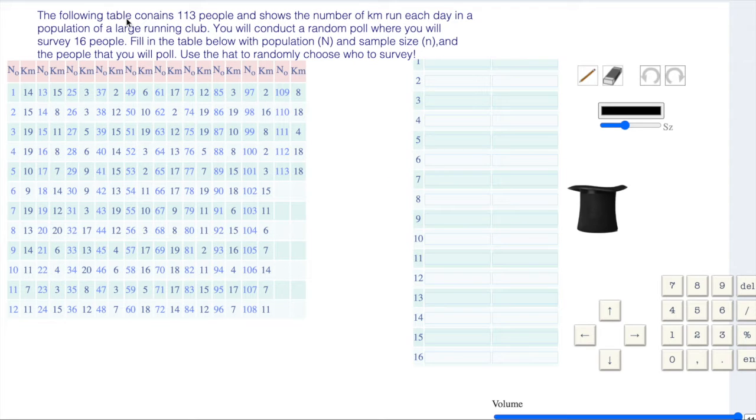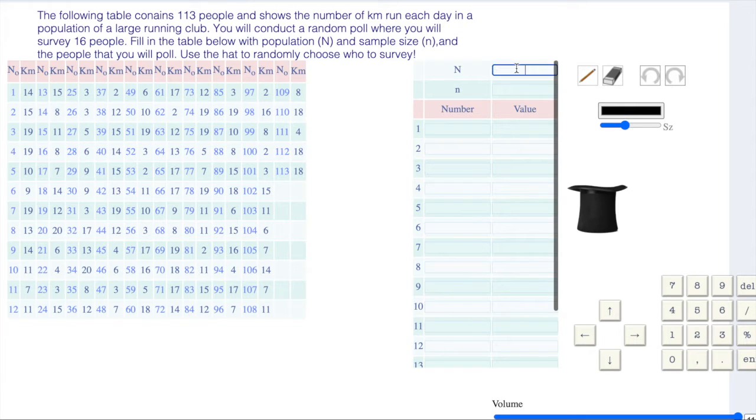Random sampling. The following table contains 113 people. You want to conduct a random poll where you will survey 16 people. We have to fill in everything on this table. The number of people in the population is 113. I would like to survey only 16 of them. If I click on the hat, it is going to pick a random number between 1 and 113.